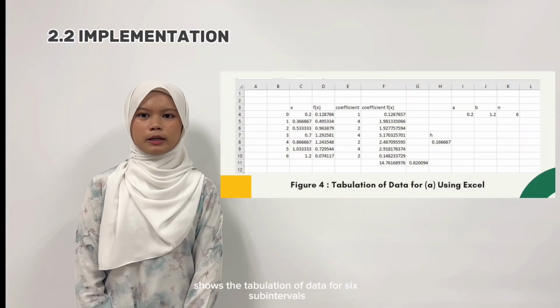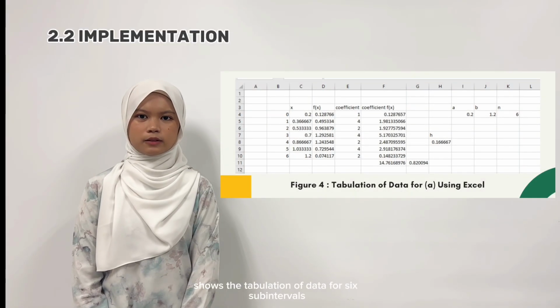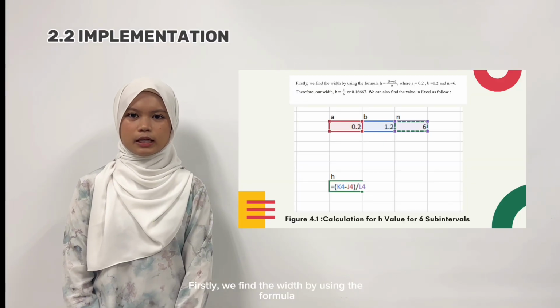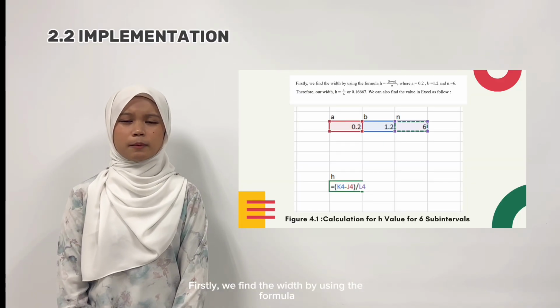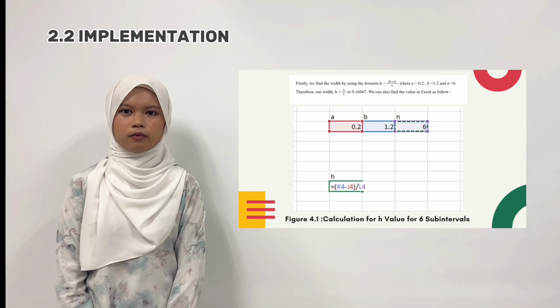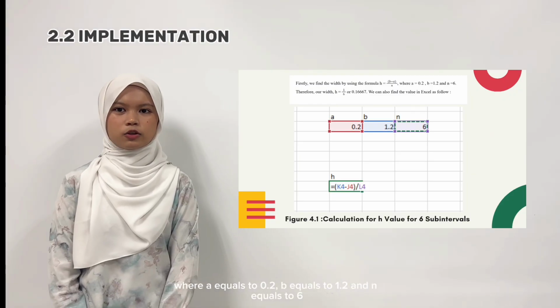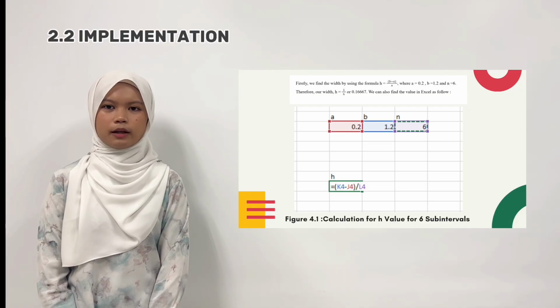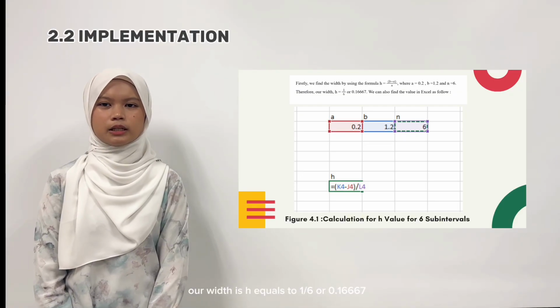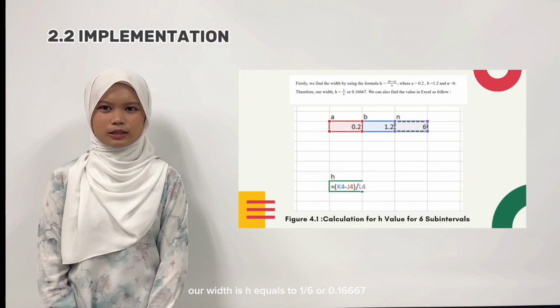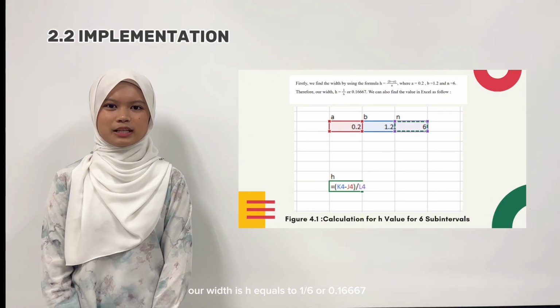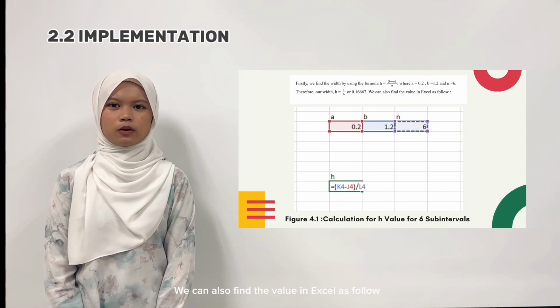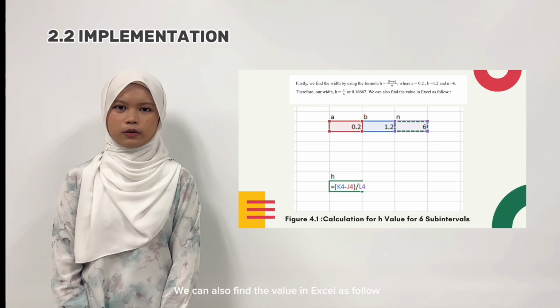Figure 4 shows the tabulation of data for 6 subintervals using Excel. Firstly, we find the width by using the formula h equals b minus a over n, where a equals 0.2, b equals 1.2, and n equals 6. Therefore, our width is h equals 1 over 6 or 0.16667. We can also find the value in Excel as follows.